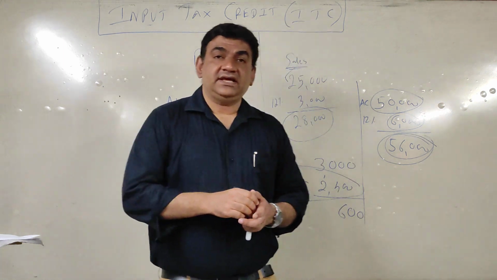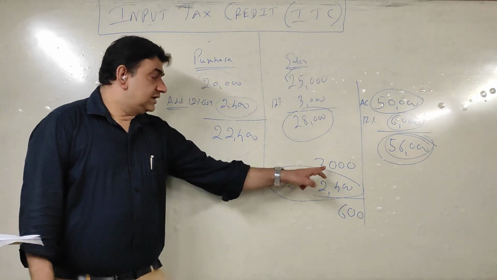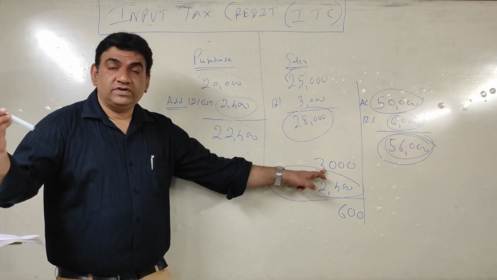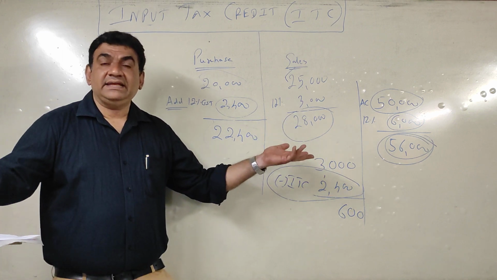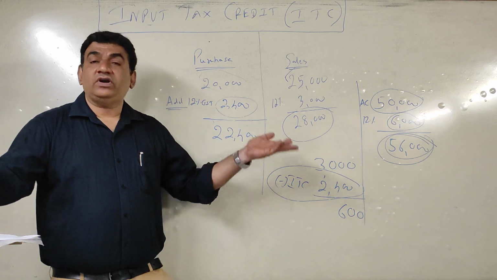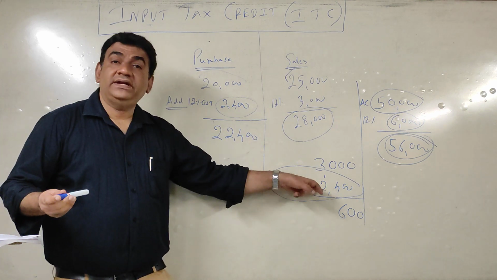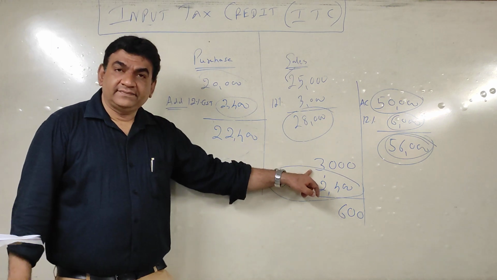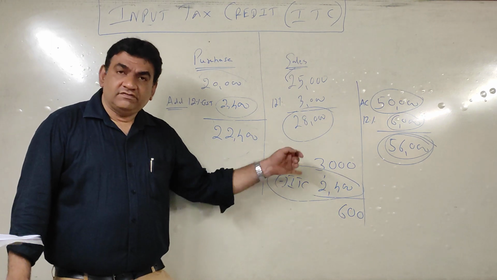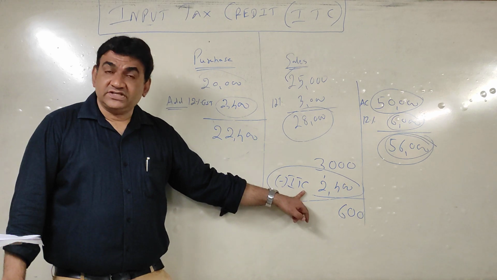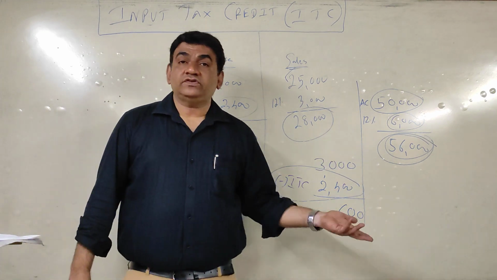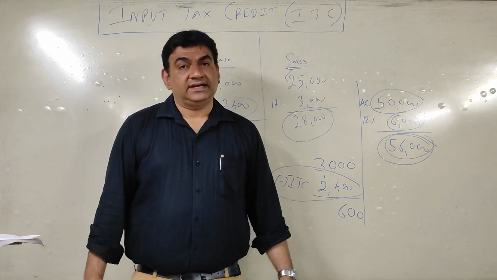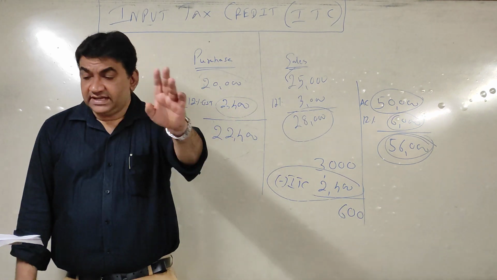Why? See here, how can I claim ITC? I deduct it from my sales tax. Now when I am giving goods free of cost, I am not collecting any money towards sale. So if I am not collecting any money, there is nothing to be deducted. So no ITC can be claimed. Because when I sell, what I collect on sales, from that I will deduct what I paid on purchase. But I am giving goods free of cost. I am not collecting anything. So I cannot claim input tax credit. Clear? That is the thing.